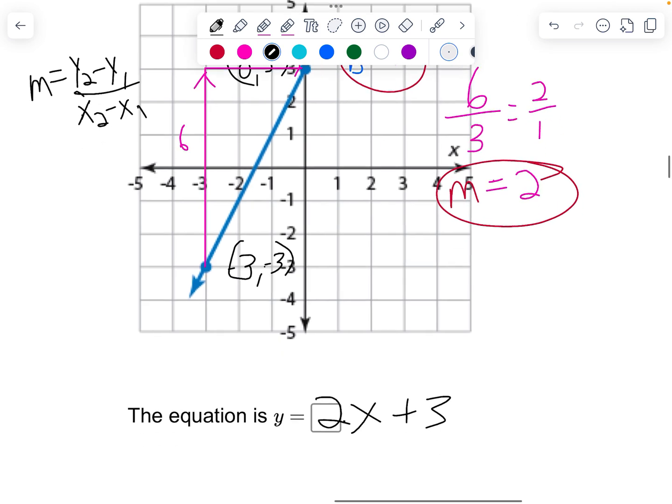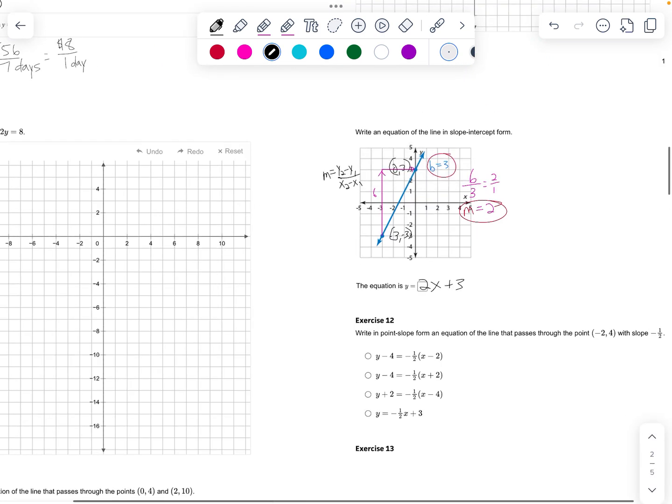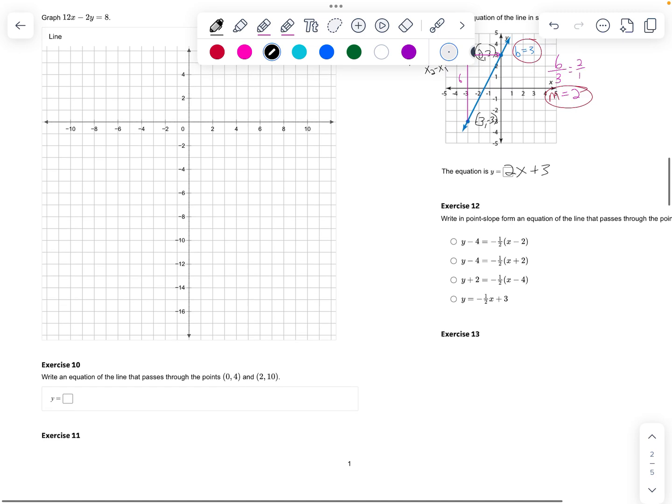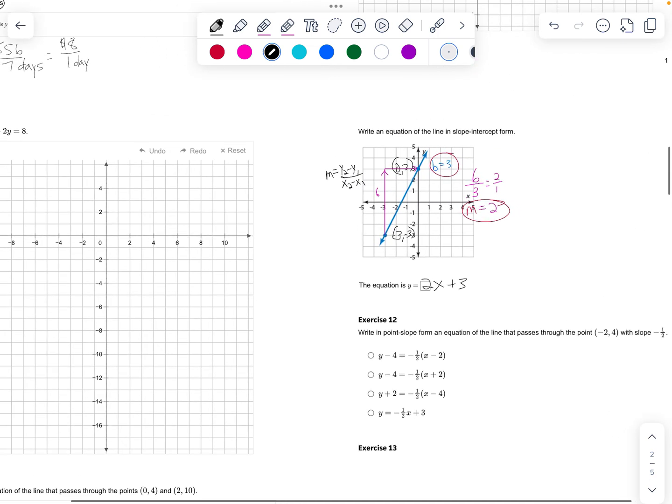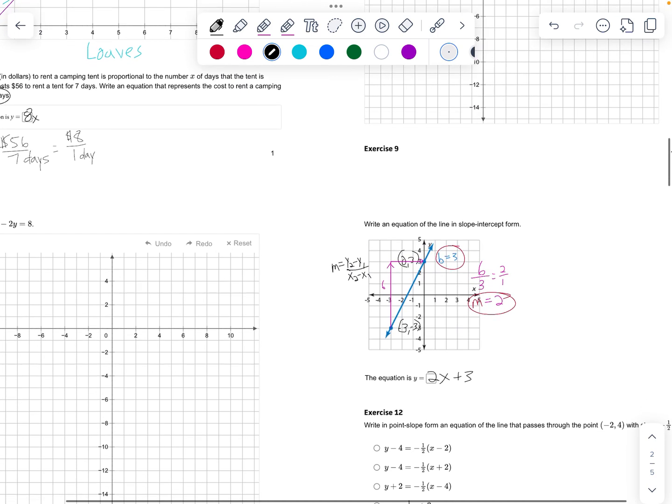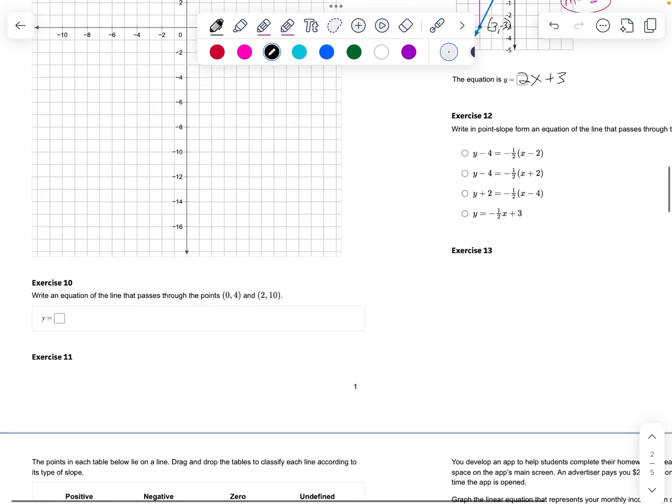And that's it. Okay? So that was number 11. Yep, number 11. No, that was number 9. Now we're going to number 10.